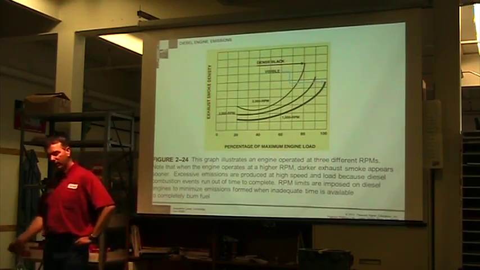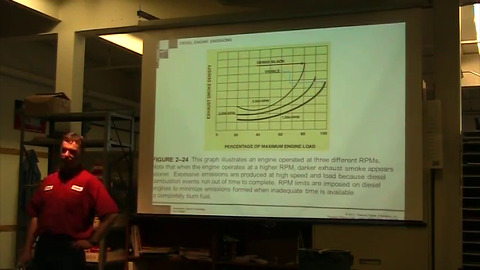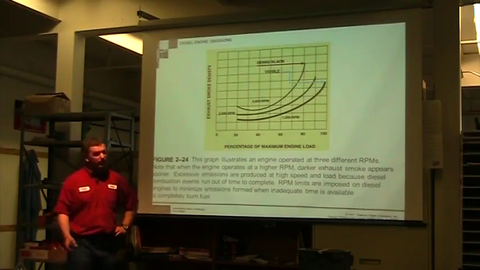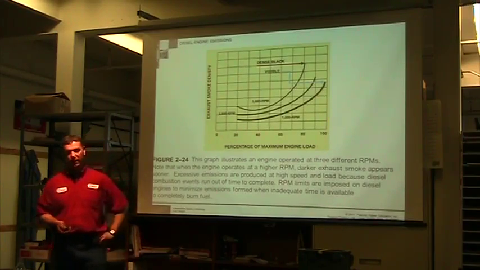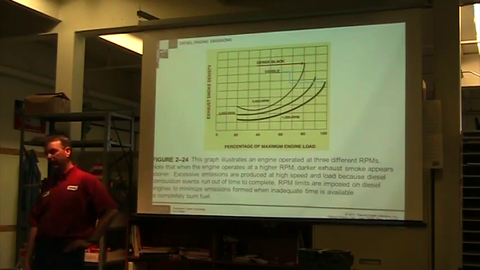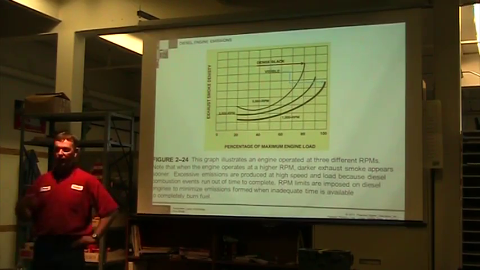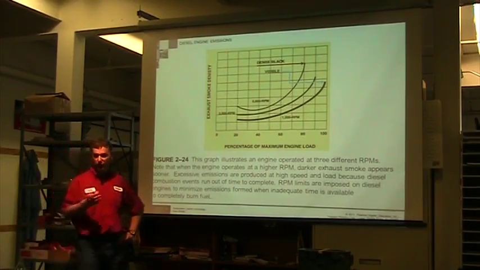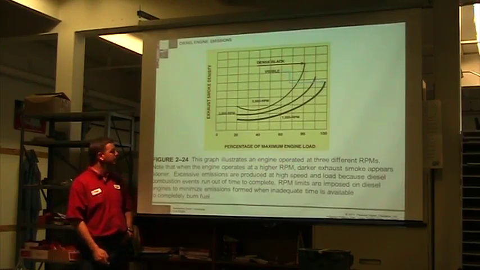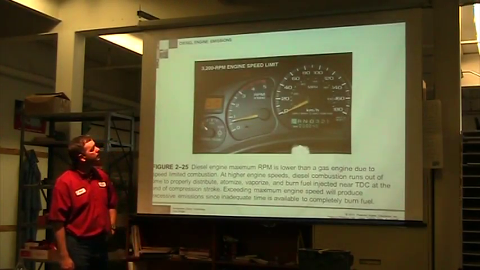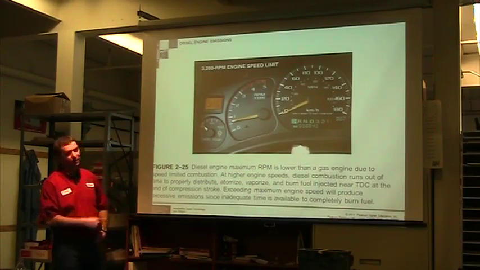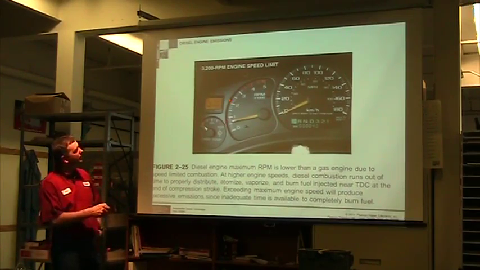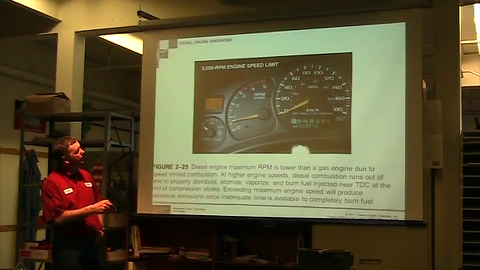So you look at it, we've got dense, visible smoke at 3,000 RPMs. We start getting over 3,000 RPMs and you're going to get visible smoke. Diesels don't like to run over 3,000 RPMs. If we can, we get them up to about 4,000, but they don't like it, and you're going to start seeing visible smoke as fuel gets burned.